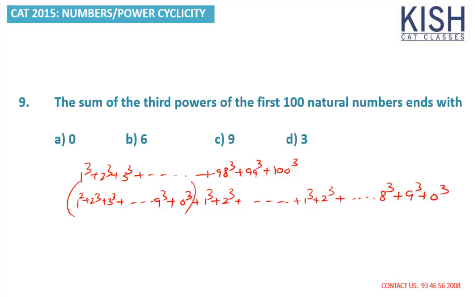What are we getting here? It's 1 cube up to 0 cube. Again starting from 1 cube up to 0 cube. Again 1 cube to 0 cube. How many sets are here? 10 sets: 1 to 10, 11 to 20, 41 to 50, 81 to 90, 91 to 100. So like this, we'll get 10 sets. Whatever the result, this result is the same for every set. So that's going to be x into 10. X into 10 ends with 0. We don't need to find the unit digit of 1 cube, 2 cube or 3 cube. Whatever the sum is, it is multiplied by 10, and since 10 has unit digit 0, any number multiplied by a number ending with 0 gives a result ending with 0.